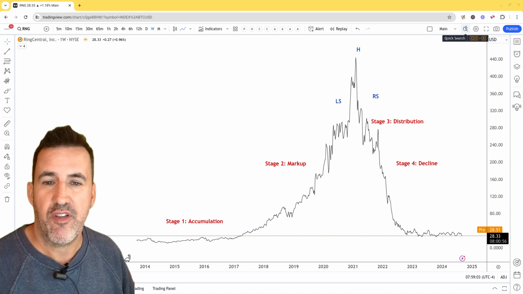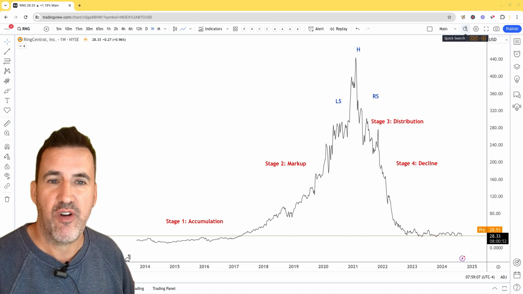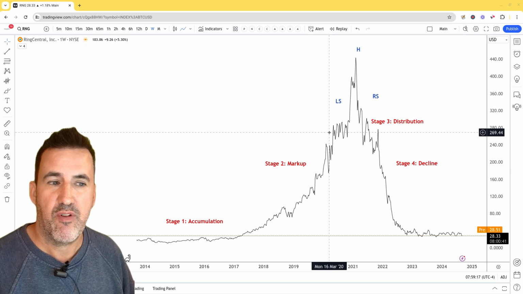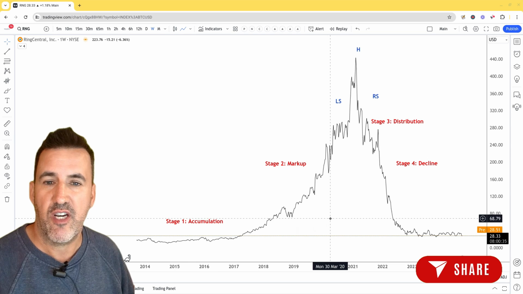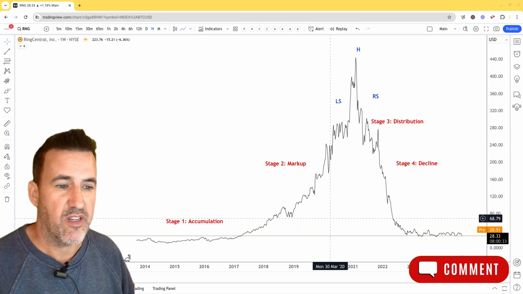Today is September the 13th, 2024, and I found this great chart of RingCentral, and I feel that it demonstrates and displays some really key technical analysis concepts and principles. So this is the weekly RingCentral chart. I took off the candlesticks, made it into a line chart just to help with the visibility and the display.